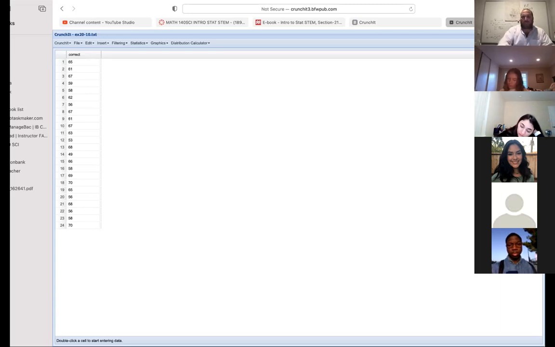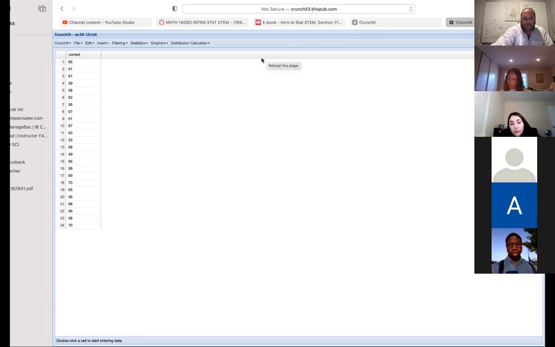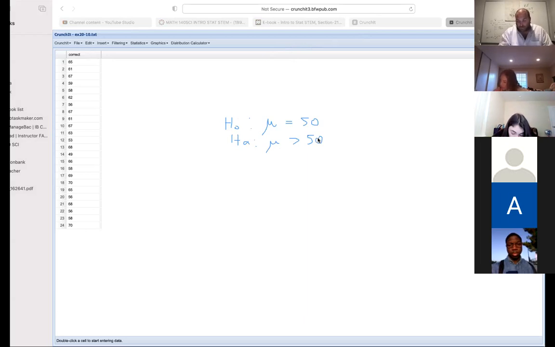What do you mean by that? Like it should be more than 50. That's more than 50, correct, right? H naught, the true value, whatever it is, is 50. And we're testing versus the alternative that it is actually greater than 50. Now the question is, how do we test this?